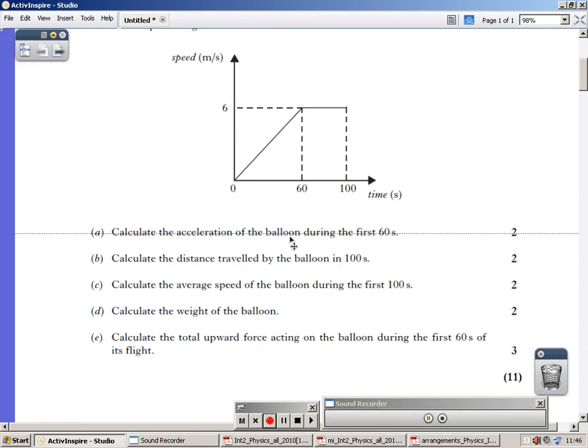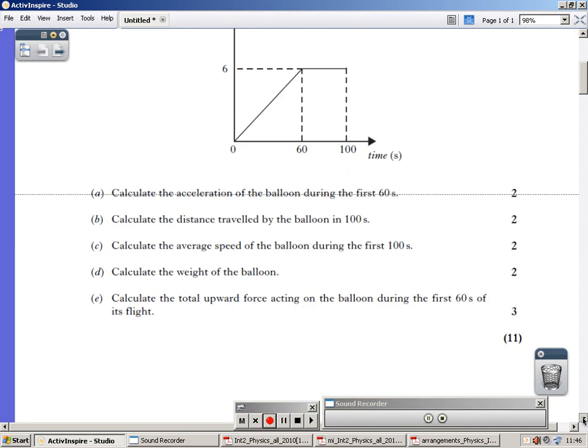So we look at the graph, it seems to start with a speed of 0 meters per second, and the speed increases up to a speed of 6 meters per second, and it took 60 seconds to do that. And then it continues rising upwards, where its speed remains at 6 meters per second for the next 40 seconds, so the total time of flight is 100 seconds. Question A. Calculate the acceleration of the balloon during the first 60 seconds. So we're only going to that point there, the 60 seconds.